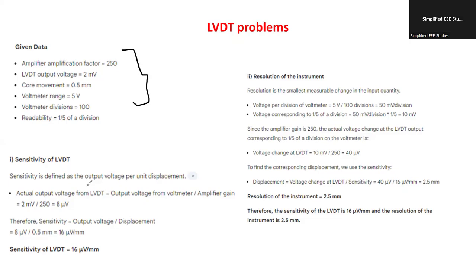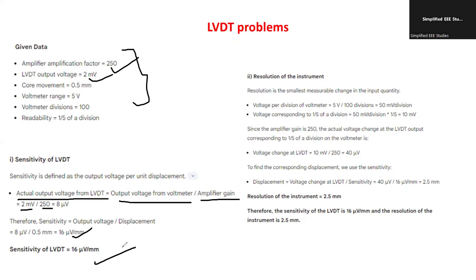Similarly, sensitivity of LVDT. To calculate the sensitivity, what you are supposed to do is compute the actual output voltage from the LVDT. Formula is output voltage of the voltmeter divided by amplifier gain. Output voltage is directly given. Amplifier gain is also provided. Look at this. Amplification factor, that is called amplification factor. Output voltage is given as 2 millivolt. Try to convert into SI units and make the calculation. Therefore sensitivity will be 16 microvolt per millimeter. So this is called the sensitivity of LVDT. That was the first question.